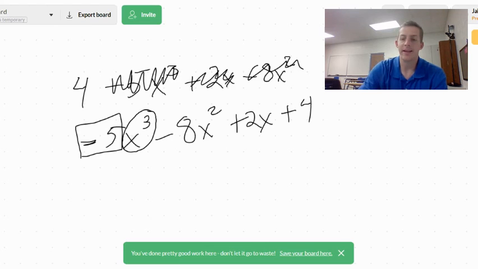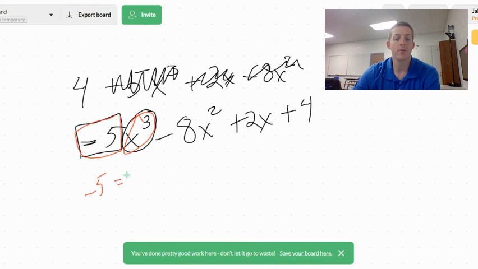Asked, what is the leading coefficient? There it is. What is the leading coefficient? You first have to look for the highest degree term. In this case, it's going to be this x raised to the third. That we'll circle, there it goes. Now, the leading coefficient of that is going to be the coefficient in front of it. In this case, negative 5. That is our leading coefficient.